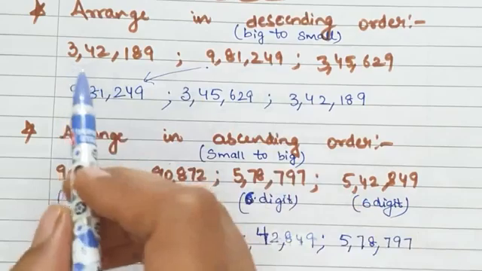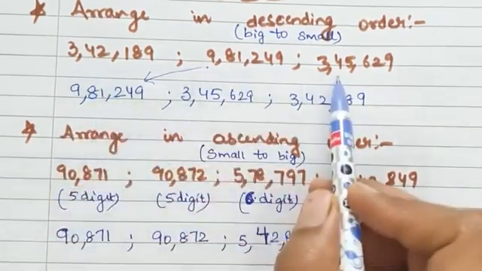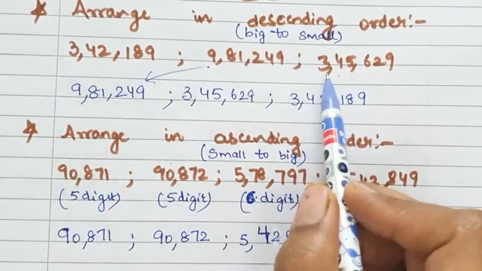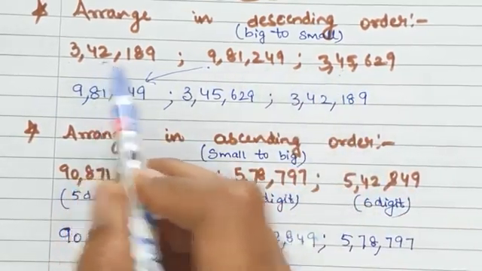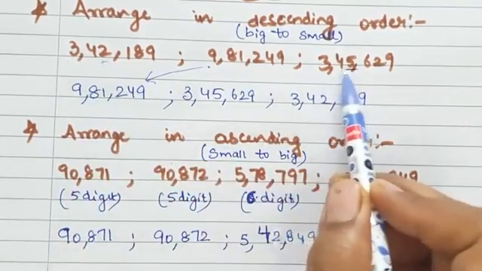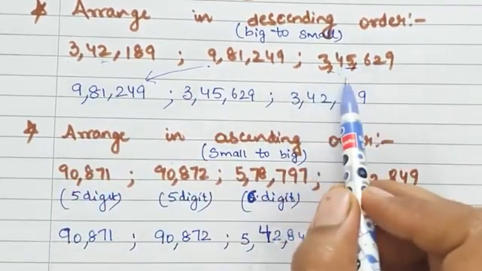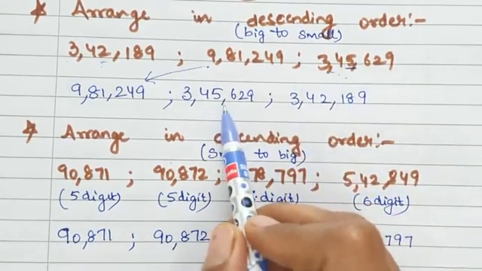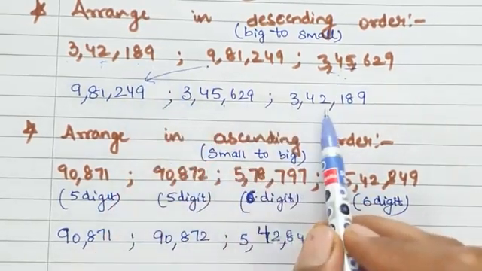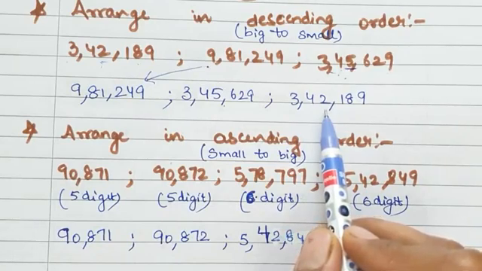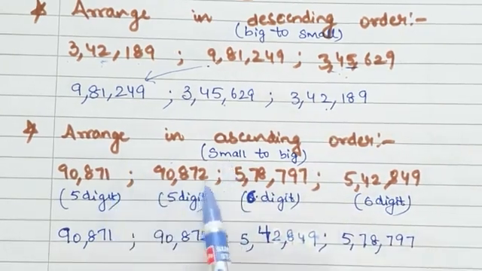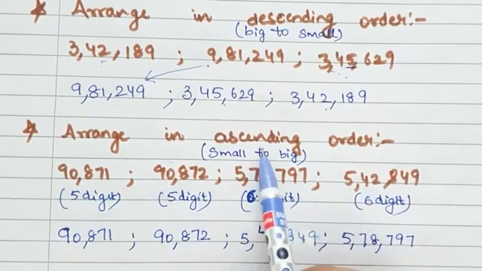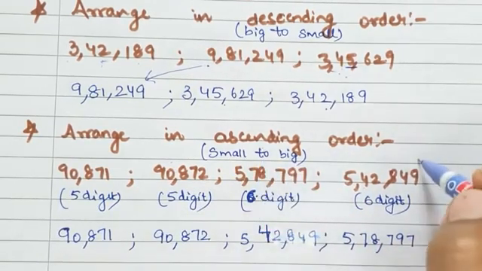So this will be the starting number, that is 9,81,249. Then if we see these 2 numbers, the first digit is the same, then the second is also the same. But if we see the third digit, there is 2, there is 5. So this is greater. So we will write it first. Then in the last we will write 3,42,189.